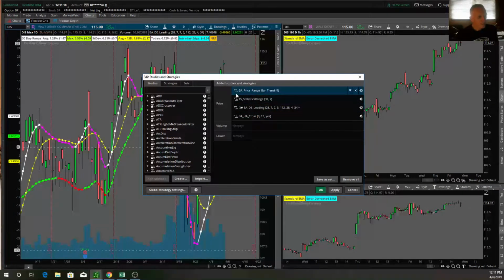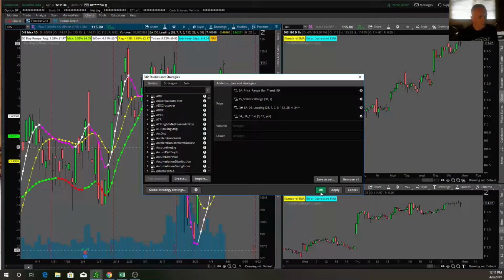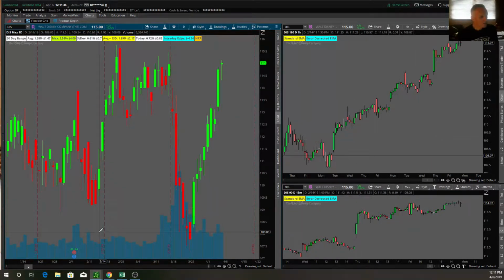And the next one I want to show you is the BA price range trend bar. This is a very short-term, consistent price trend indicator. So let's go ahead and turn it on. It's a trend bar or a color paint bar. So I mean, look at this. Look how quick this thing turns on Disney and kept you in that trade right there.